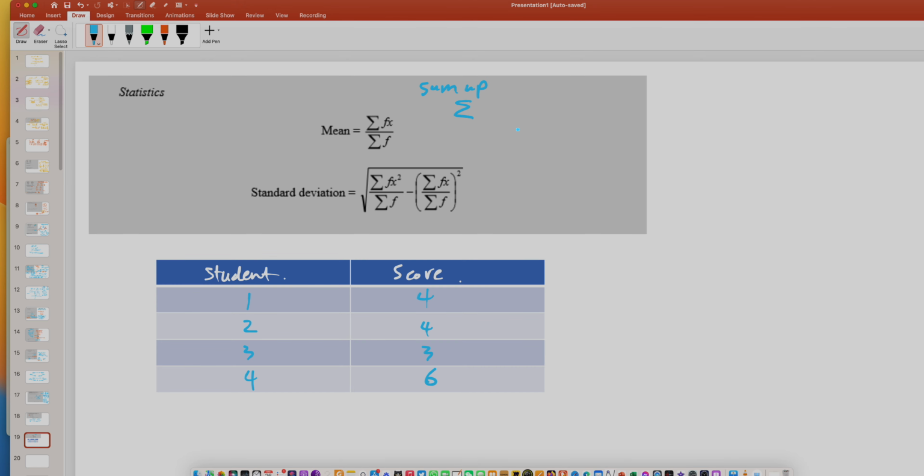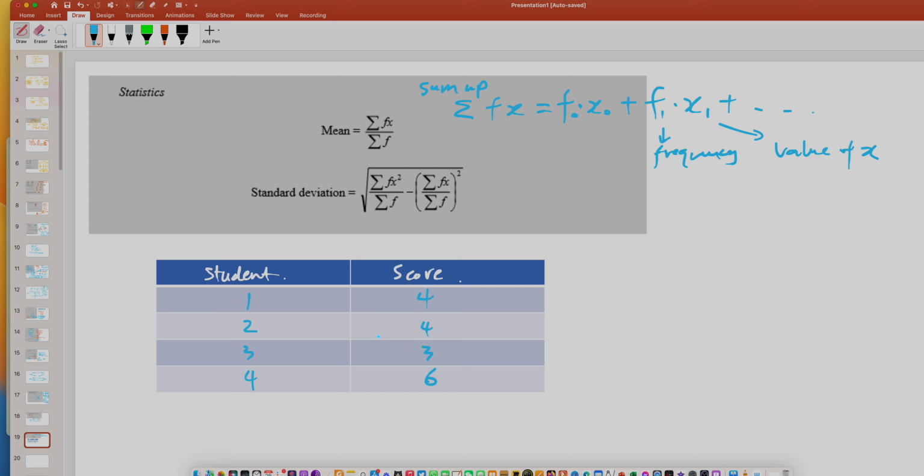Let me explain this. Sum of fx is, you start from f0 times x0, then you plus f1 times x1, then you plus on and on until it stops, right? So what is f? F is frequency, that means how often x1 occurs. So x1 is the value of x.